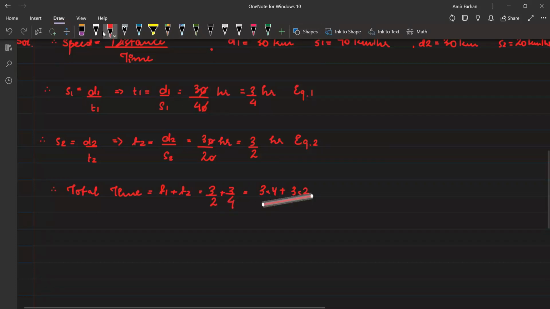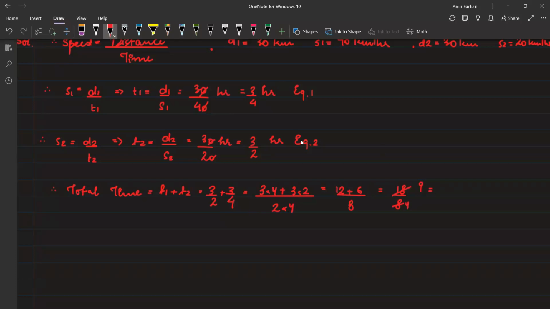Got it? Yes or no, everybody? Is this clear to you or not? Chalo, that's good. So 3 fours are 12 plus 3 twos are 6, divided by 8. So 12 and 6, that is 18 by 8. So this is coming out to be 2 nines are 18, 2 fours are 8, and 2.25.